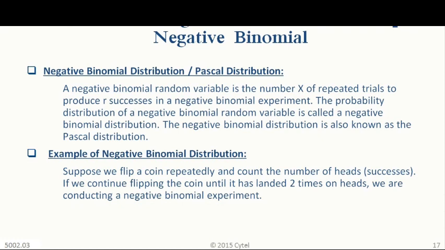Suppose we flip a coin repeatedly and count the number of heads. If we continue flipping the coin until it has landed 2 times on heads, we are conducting a negative binomial experiment. And why is it negative binomial? Because it is similar to binomial but sort of anti-binomial. Here the number of successes is fixed, that is 10 in the fish experiment. But in the binomial distribution, the number of trials is fixed. You flip the coin, say, 100 times and observe the number of heads. Understand the difference? Here your number of trials is not fixed, the number of successes is fixed. So it is a different way of looking at the situation, and therefore it is called the negative binomial distribution.